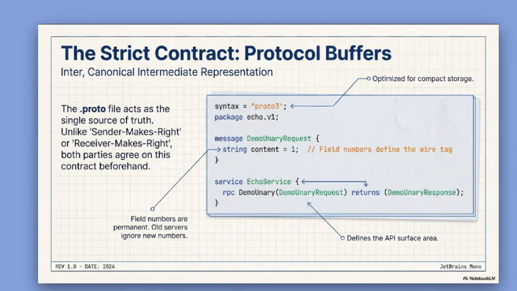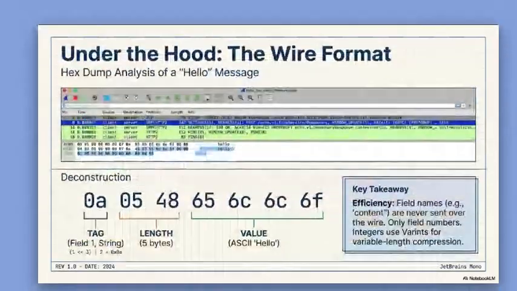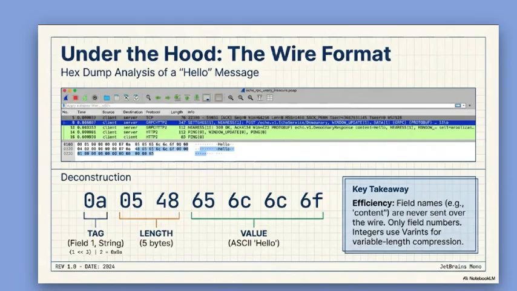Stop right there. That little equals 1, that is the most important part of this whole thing. I was going to ask about that. That looks weird. I mean, usually in code it's content equals hello, we're assigning a value. Here we're assigning a number to the variable name. Those are called wire tags. They are permanent identifiers for that field. This is the secret sauce of gRPC speed. When the data actually travels over the wire, gRPC doesn't send the word content, it just sends the number 1.